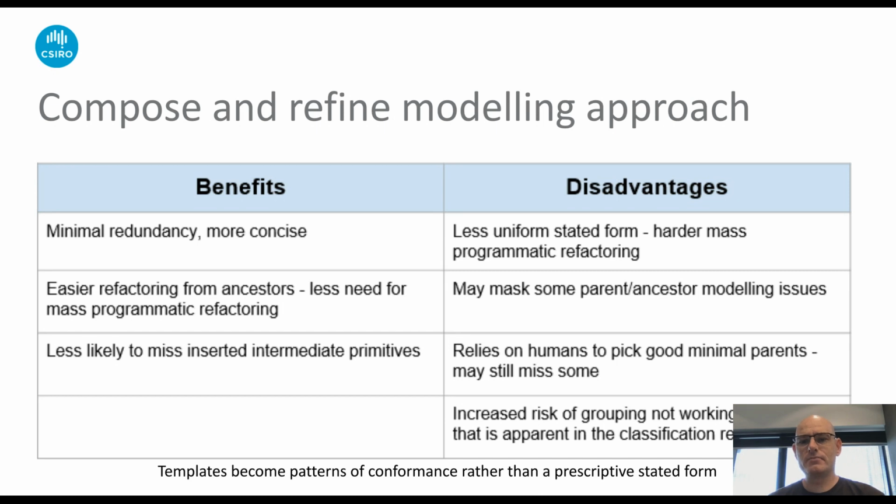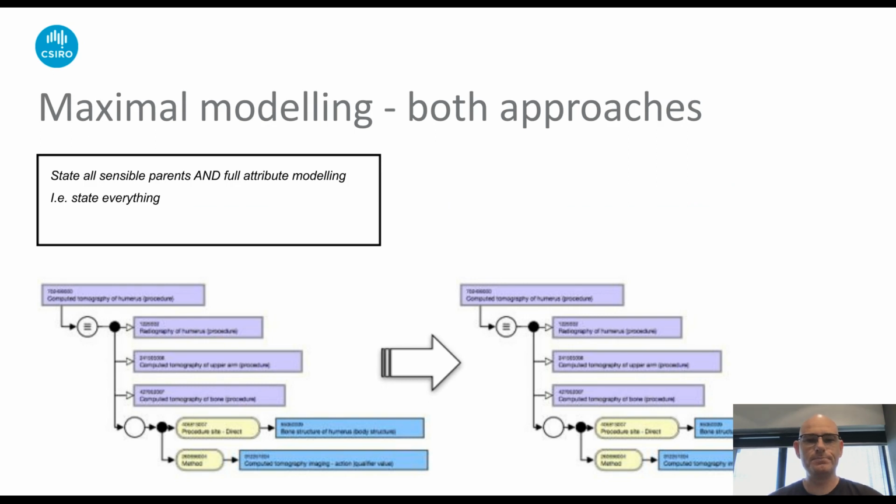It may mask some modelling issues in the hierarchy above, which I'll go into a little bit more detail in a moment. And it certainly does rely on humans to pick good minimal parents, which I suppose so does proximal primitives, although that's a lot easier to do because there's fewer candidates. And there's that risk of the role grouping not working. As I mentioned, you needed to restate that role group for the CT of humerus, although that becomes apparent in the classification, and the example I have further on covers that. So in this case, the templates are interesting in that they become almost patterns of conformance, more than something that you might use as a prescriptive stated form.